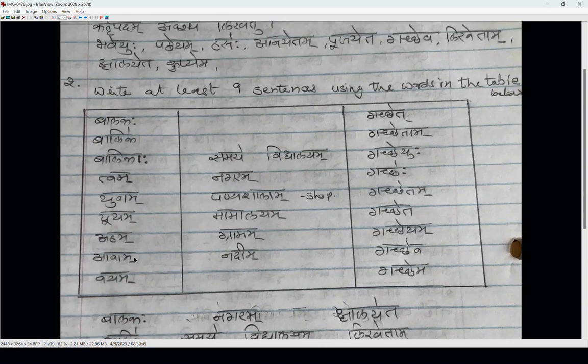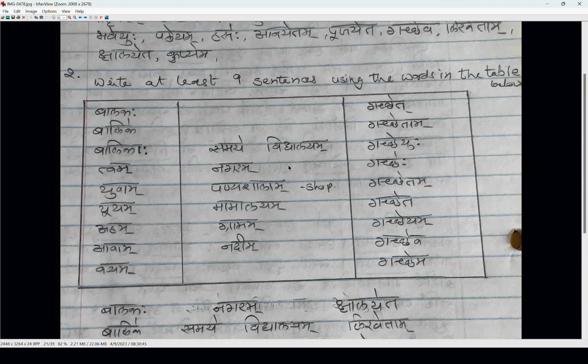I think you have taken some word from this first one and the second one and then used one of the verbs here. That was not the intention of this. So we wanted Balakah. So these were separate. This table was a different exercise. Balakah, you take this, and use one of the verbs from the last column. Balakah nagaram gacchet, etc.